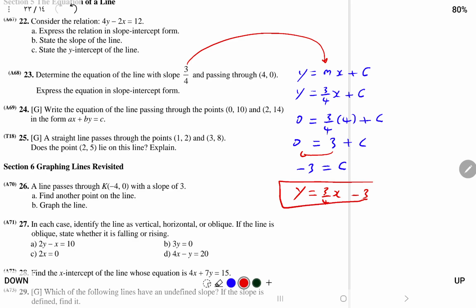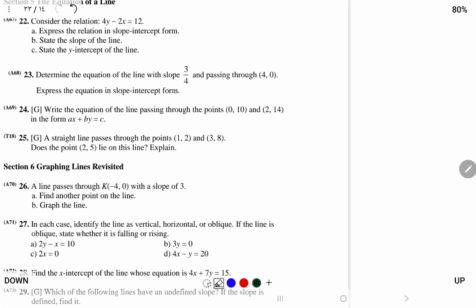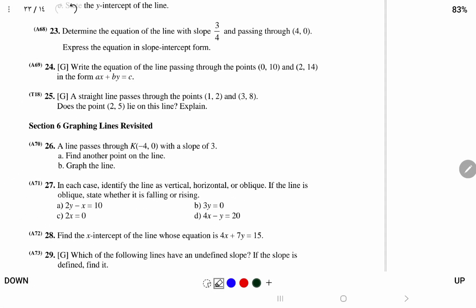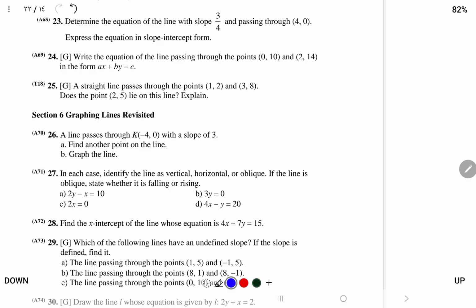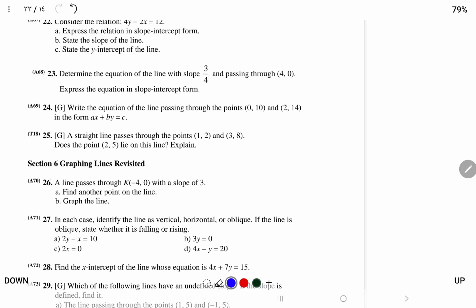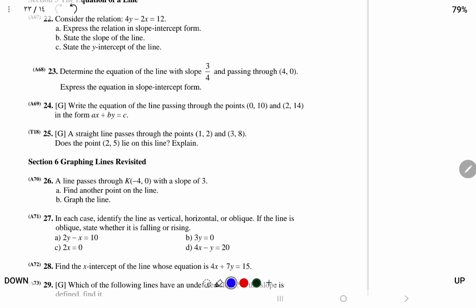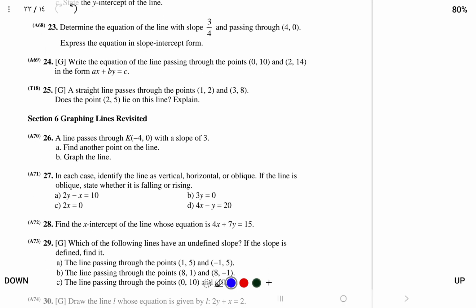And that was question number 23. Now 24. Write the equation of the line passing through (0, 10) and (2, 14) in this form: ax plus by equals c.